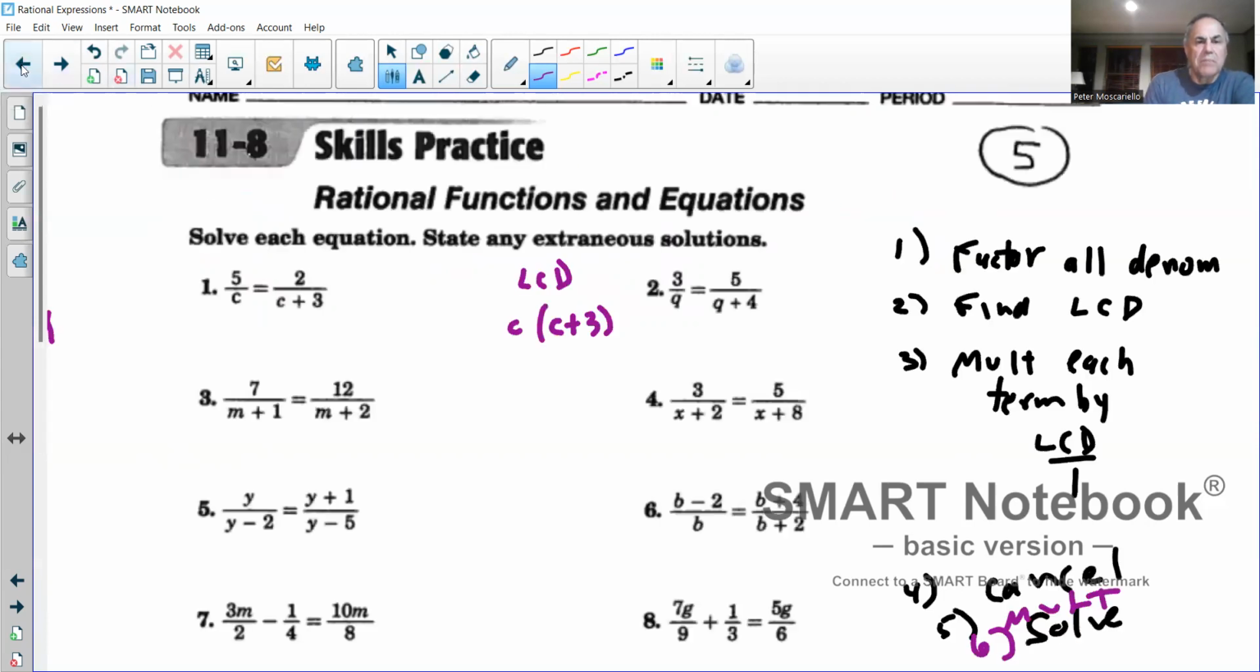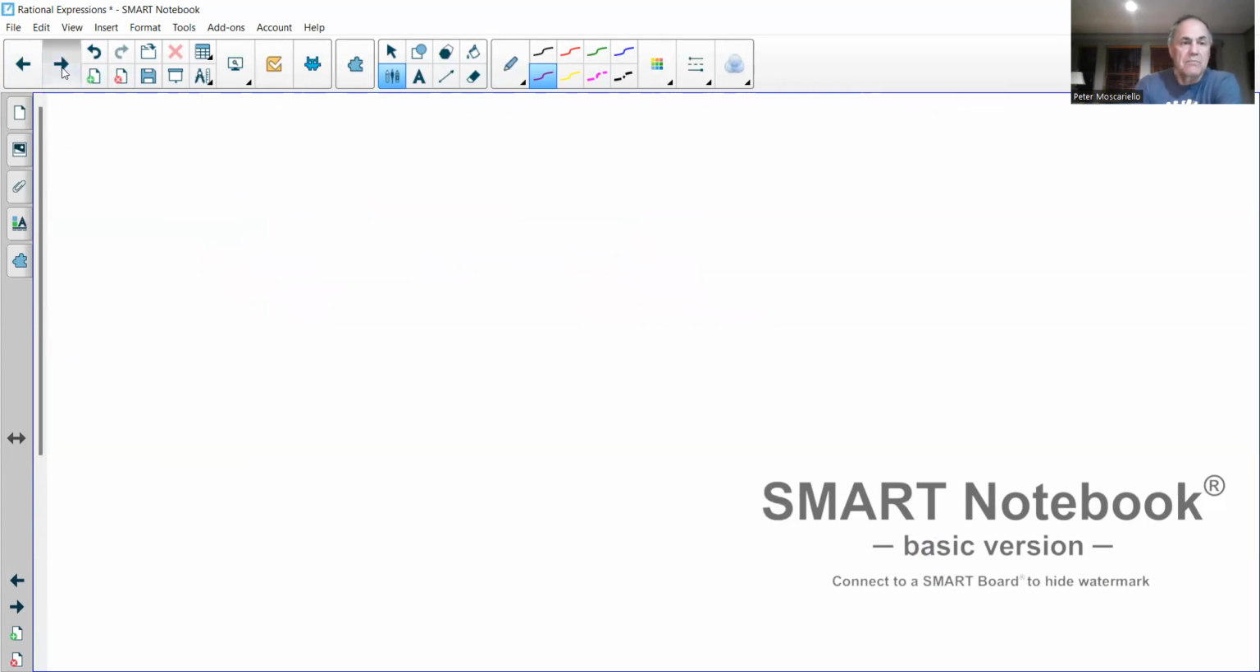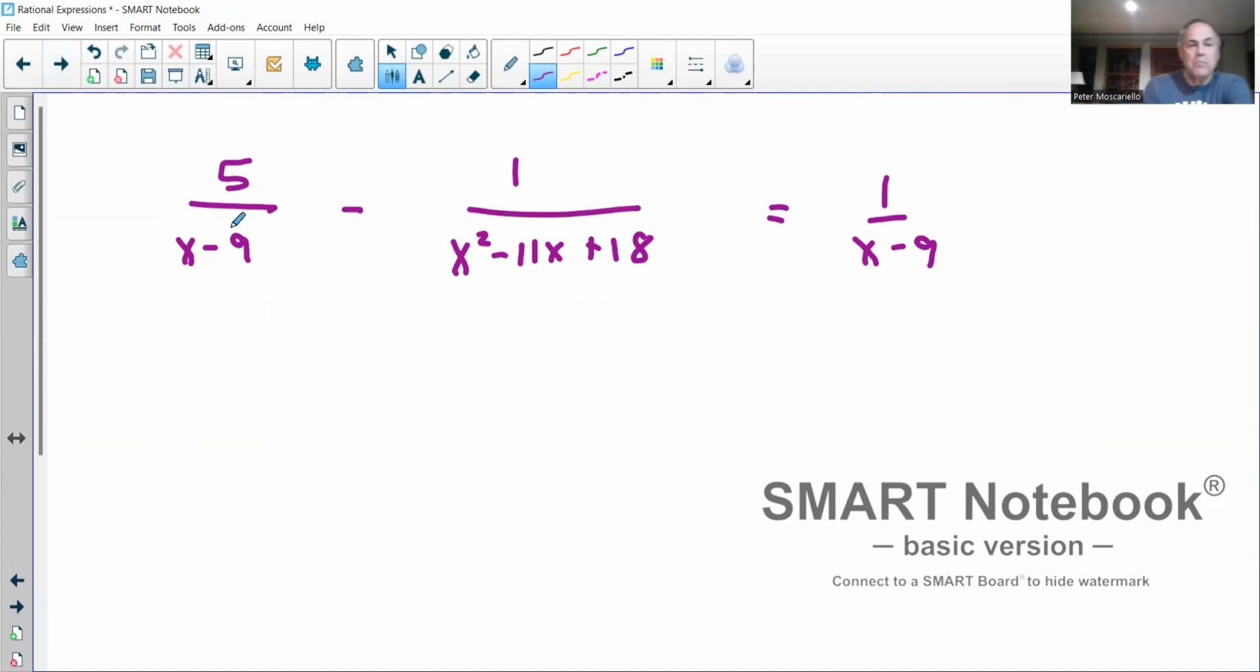So up to this point on page 5, we didn't have to factor all the denominators. At the first step, we didn't have to do it. We had to find the LCD, multiply each term, cancel, multiply, solve. So of those 6 steps, we did 2 through 6. Now we're going to do 1 through 6. So step 1, factor all denominators. Good there. This factors into x minus 9, x minus 2, and we're good there.